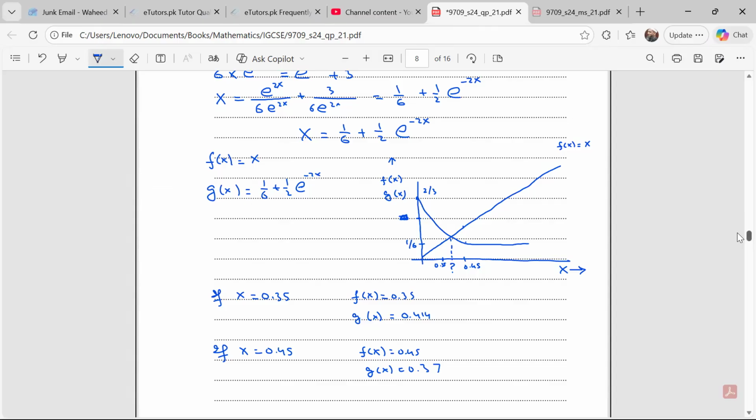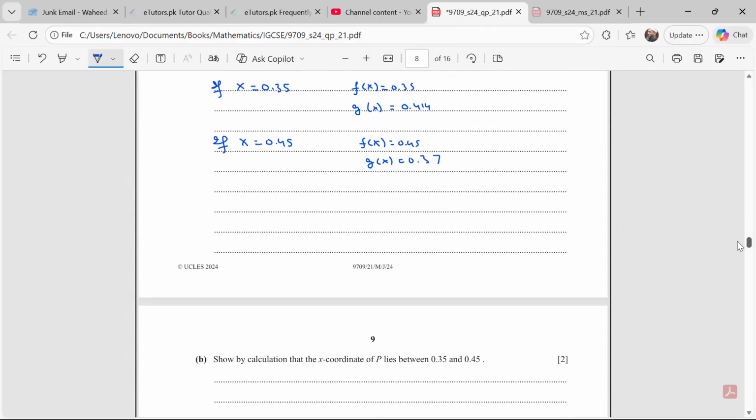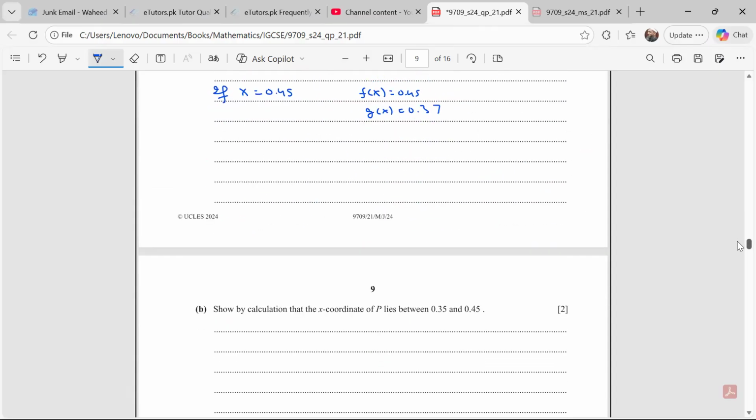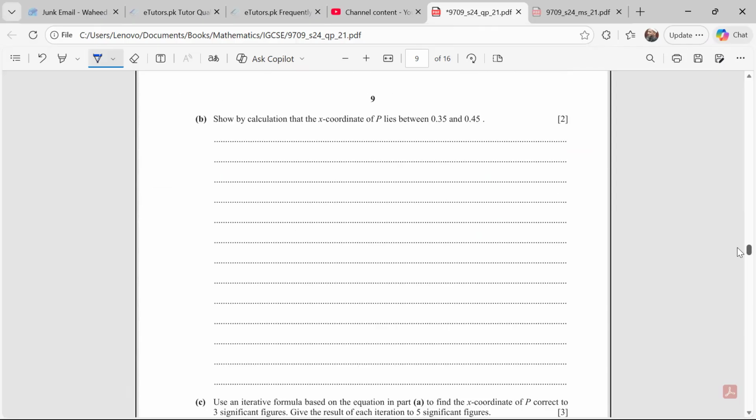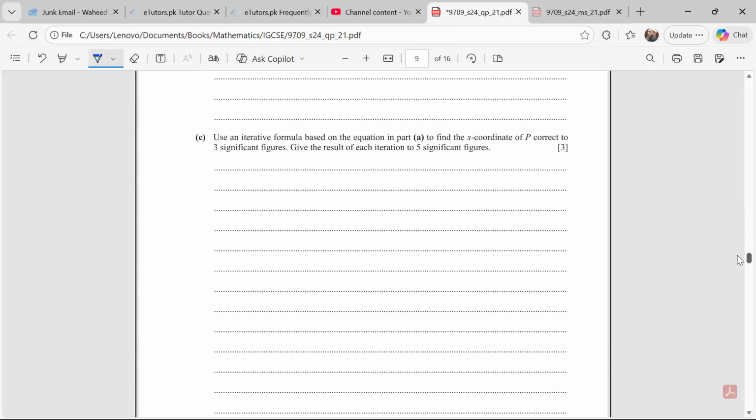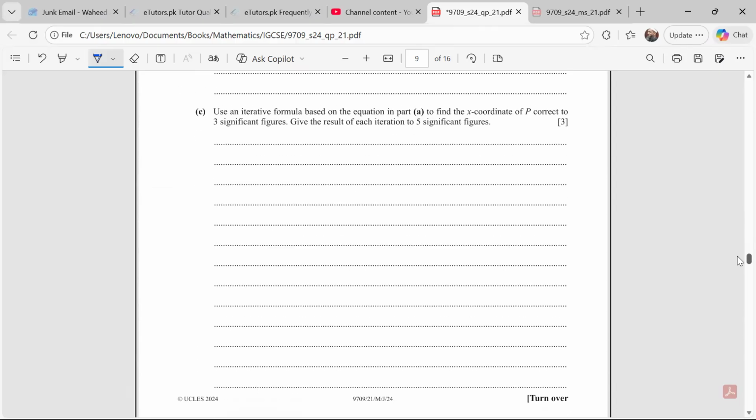Now this first part, I did it up on the upper page. Show by calculation that the x coordinate of P lies between these 2 points. And now this part: use an iterative formula based on the equation in part A to find the x coordinate of P correct to 3 significant figures. How can we do this iteratively?